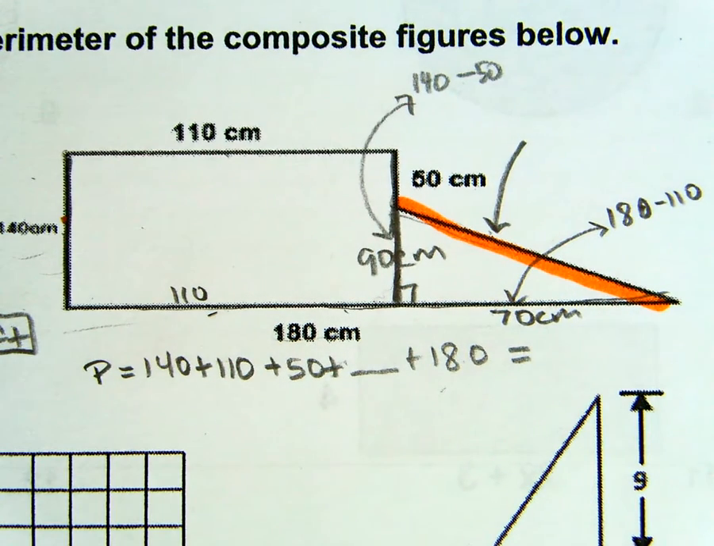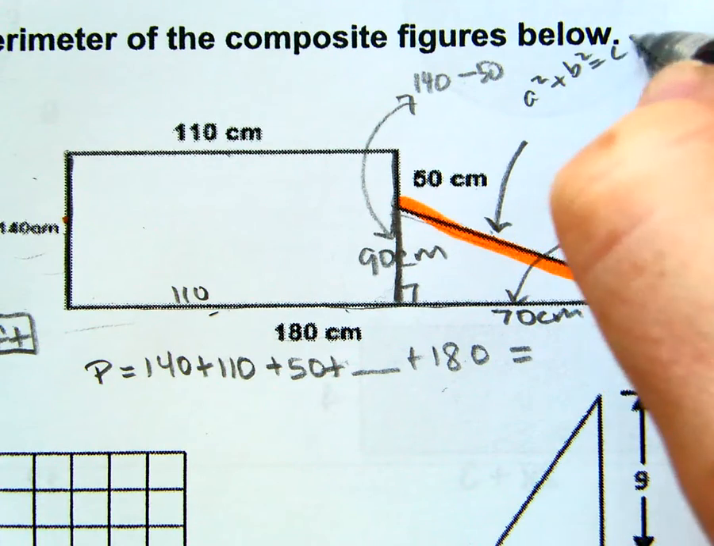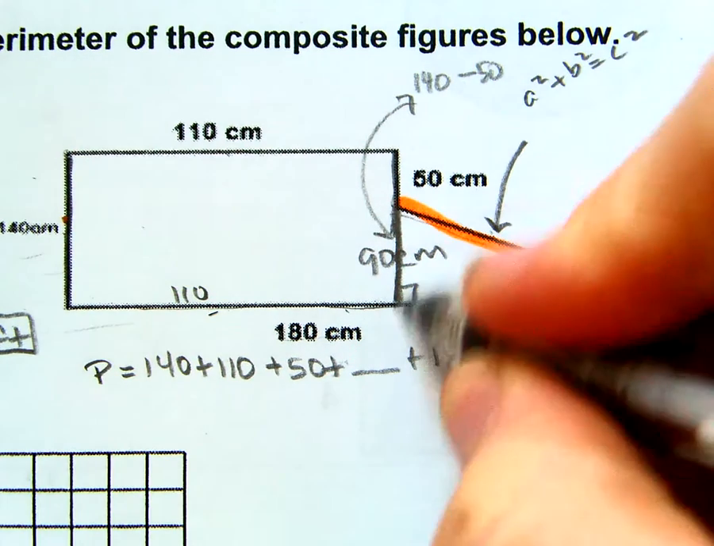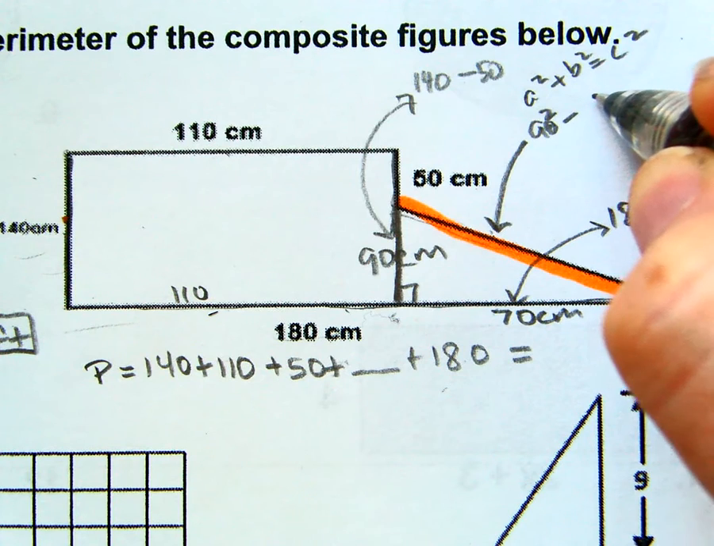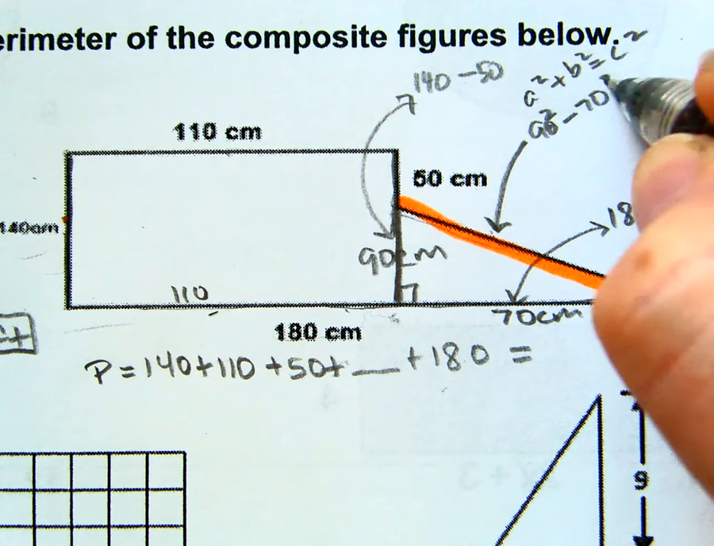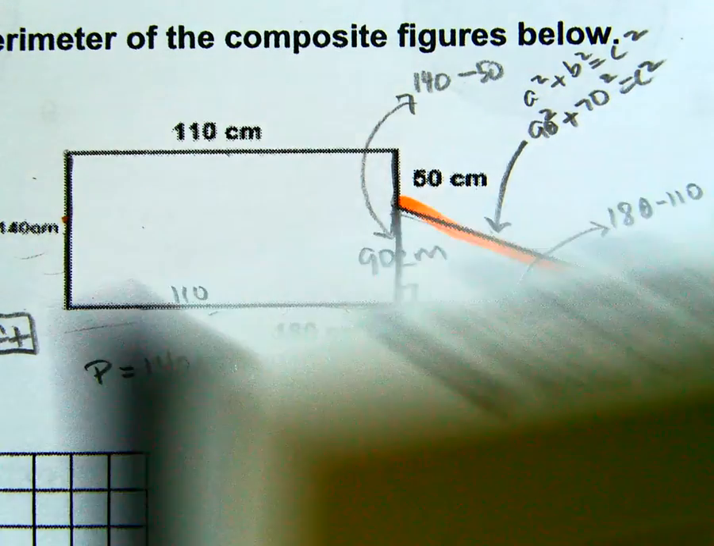So I'm going to find that guy by doing a squared plus b squared equals c squared. So that's going to be 90 squared plus 70 squared is equal to c squared. Not minus, what am I doing? Plus. 90 squared plus 70 squared equals c squared.